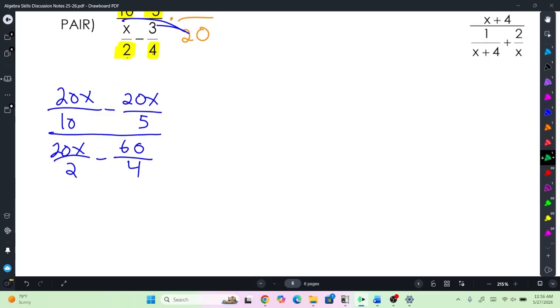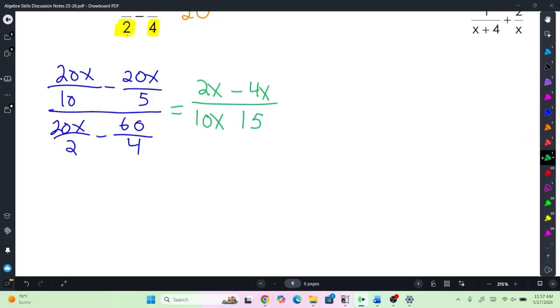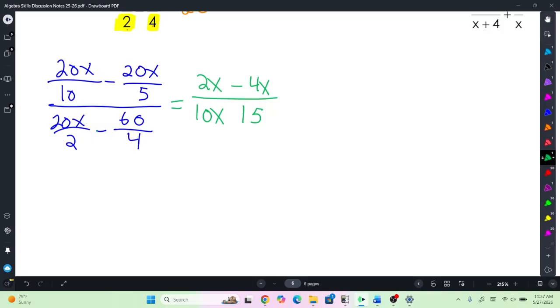And then we can simplify. 20 divided by 10 is 2, so we have 2x minus 20 divided by 5 is 4, so 4x, all over 20x divided by 2 is 10x, and then minus 60 divided by 4 is 15. Now we can combine like terms in the numerator. 2x minus 4x is negative 2x, all over 10x minus 15. So this will be your simplified answer.